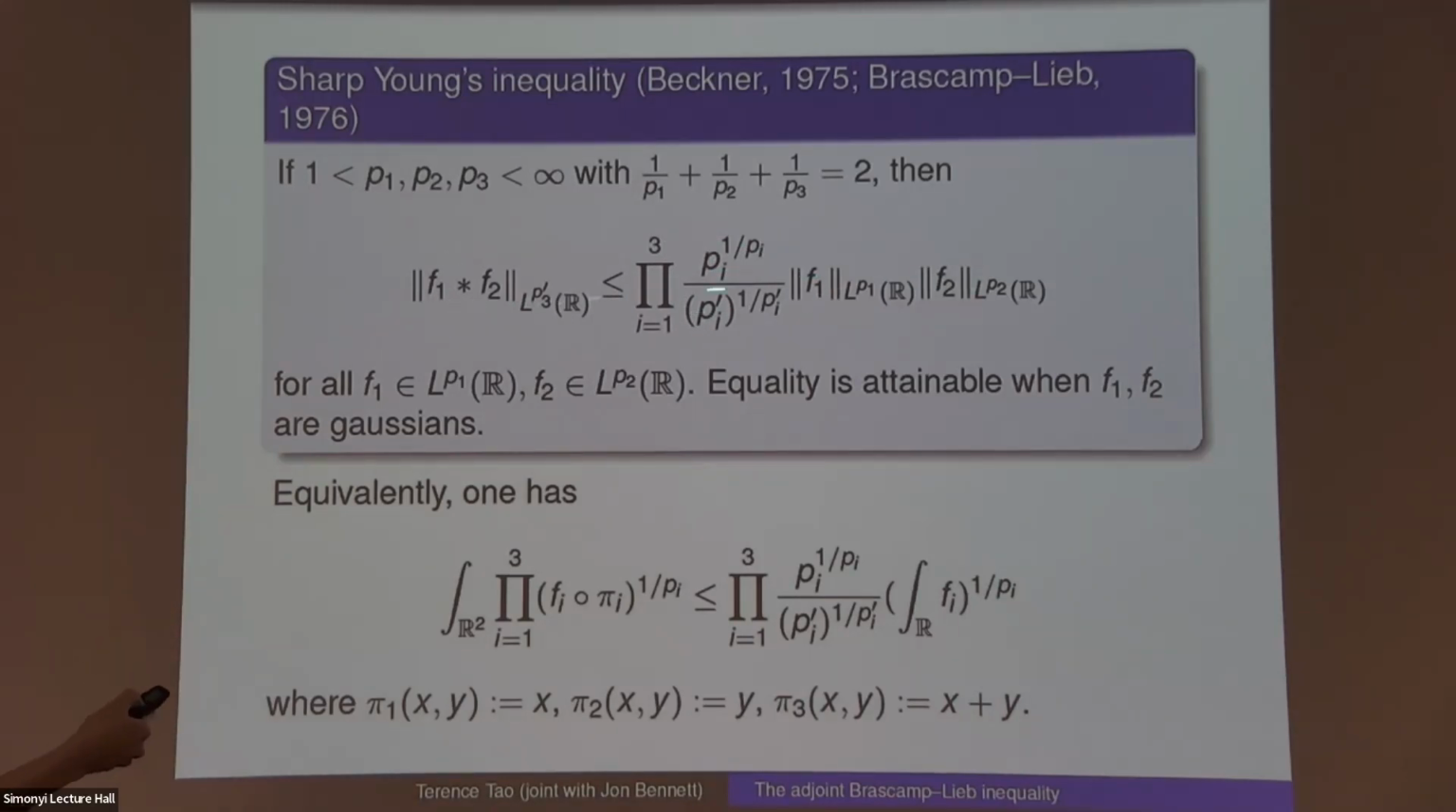There's no F3, there's F1 and F2. And this is the constant that comes in when you plug in Gaussians. And you have to plug in the right Gaussian. So F1 is Gaussian, F2 is Gaussian, but the two Gaussians are related in exactly the right way. And you get this constant. Okay. Again, you can rephrase this in a different way.